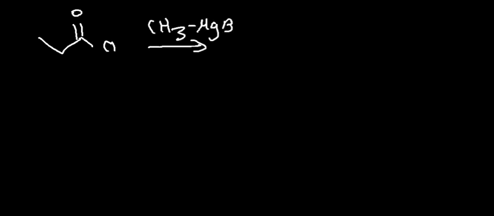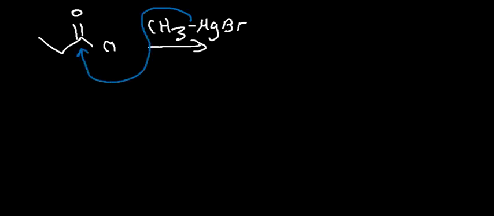So now what if we react a Grignard reagent with an acid chloride? What's going to happen? Well, just like the mechanism with NaBH4 and lithium aluminum hydride, if you add a Grignard reagent to an acid chloride or an ester, it's going to add 2 R groups. So the mechanism is very similar.